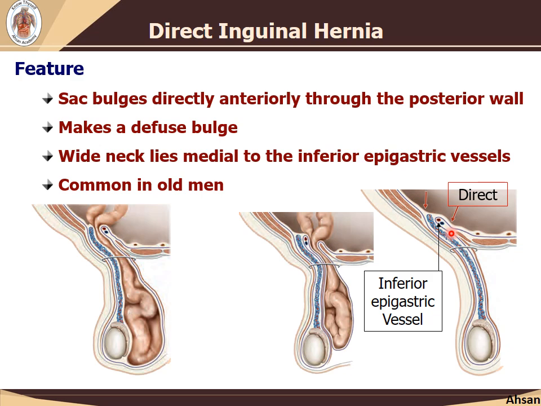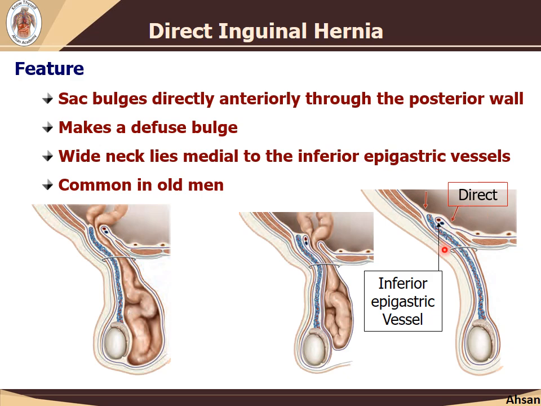And if the surgeon observes during operation that the inferior epigastric vessels are medial to the neck, the surgeon will be confirmed. Usually this type of hernia is observed in younger persons, and usually this is congenital because the processus vaginalis remains intact. So it is a congenital type of hernia.